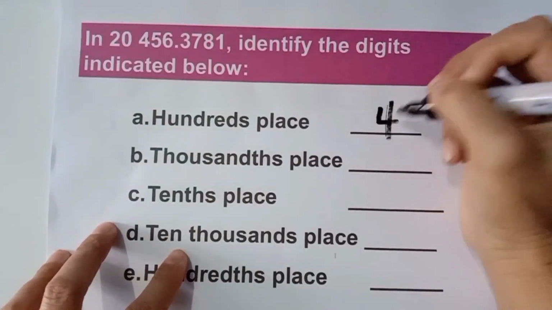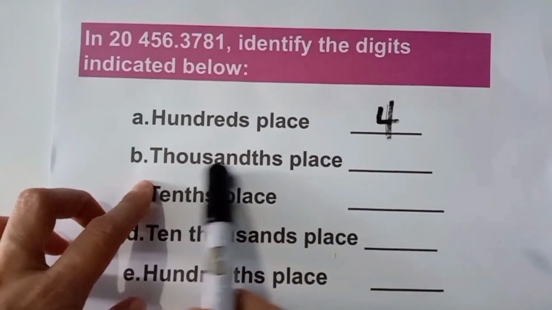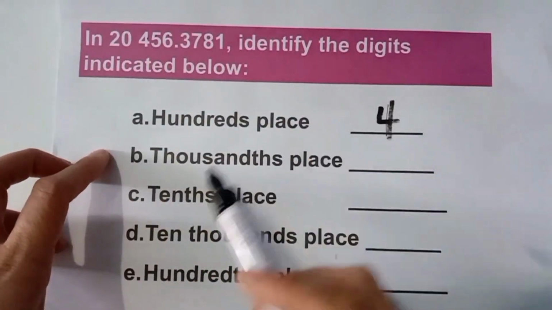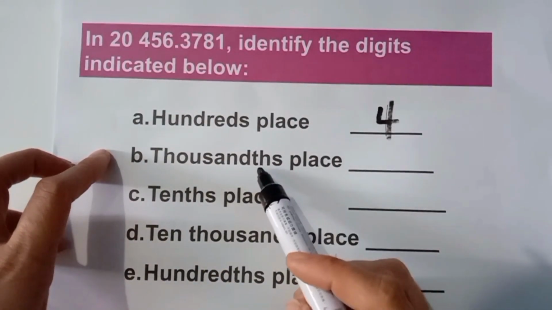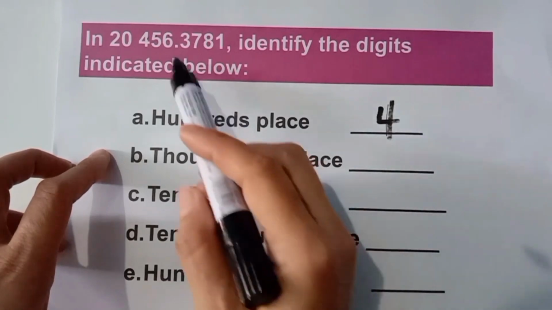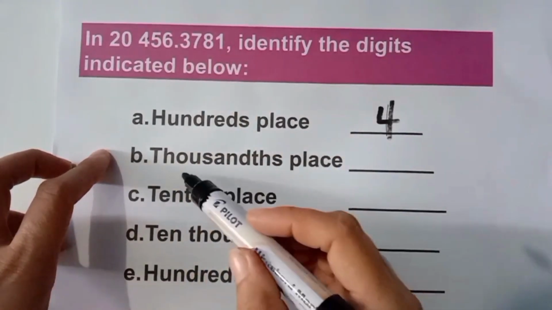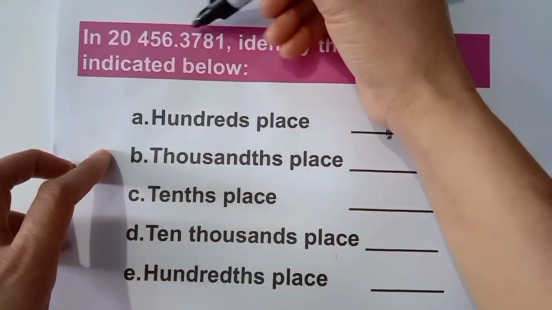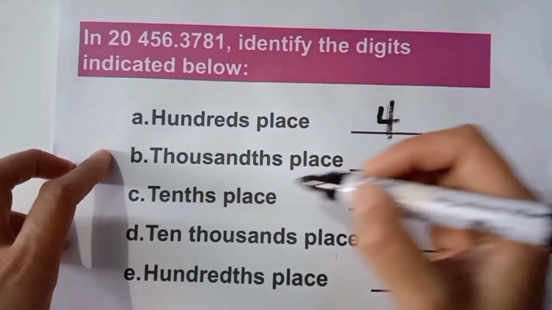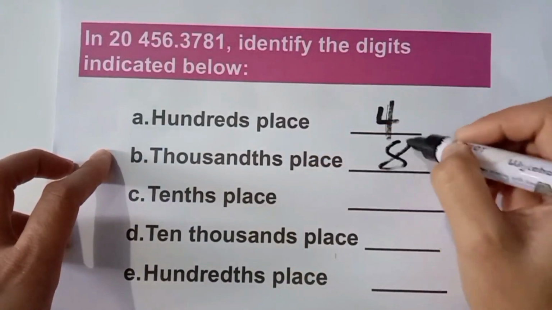Next, ano naman po ang thousands place dito sa number na ito. Okay, thousands place. So, take note, THS. So, THS po, yan po ay decimal number. So, ibig sabihin, nasa kanan siya ng decimal point. So, thousandths place. Tenths, hundredths, thousandths. So, ibig sabihin, ang thousandths place natin ay 8.